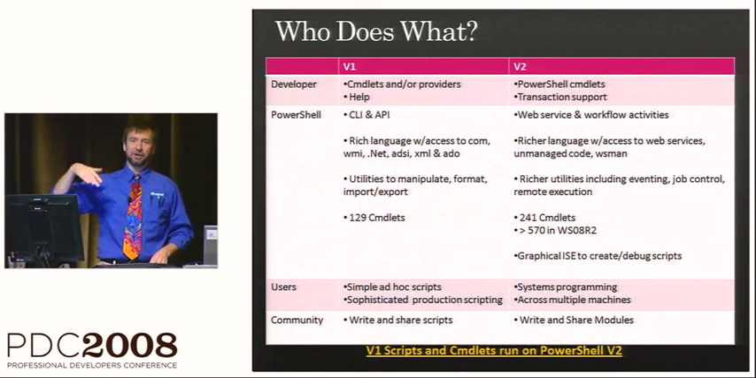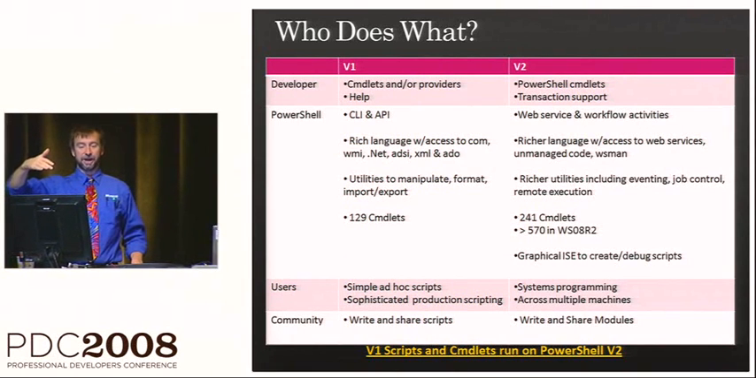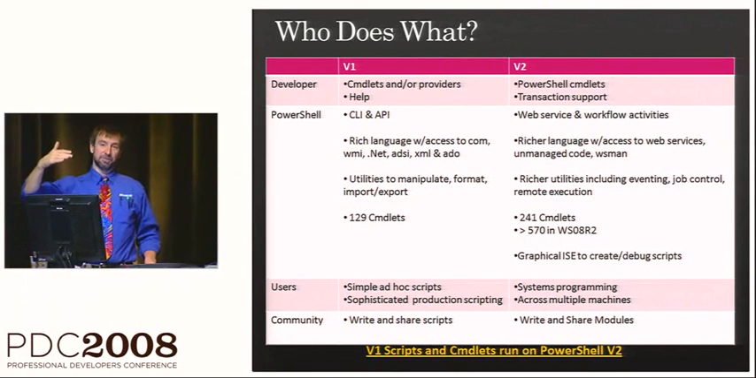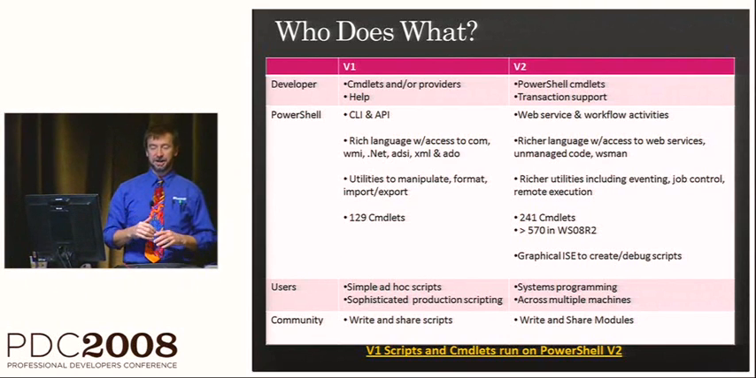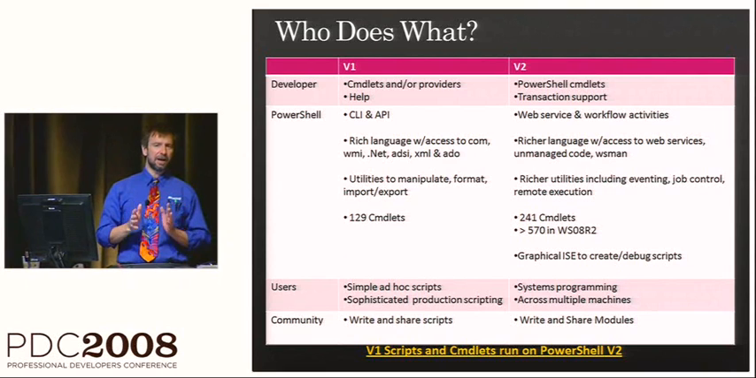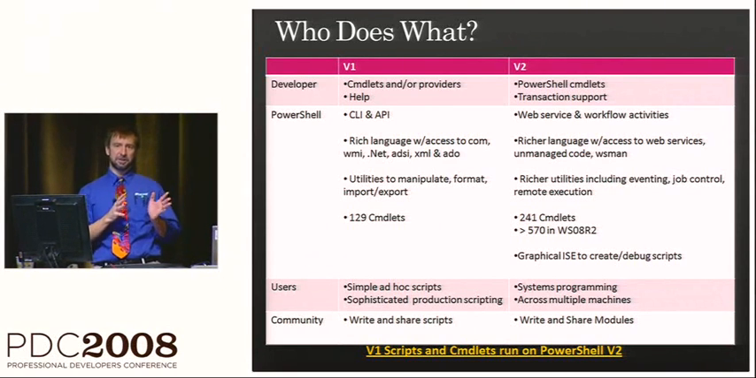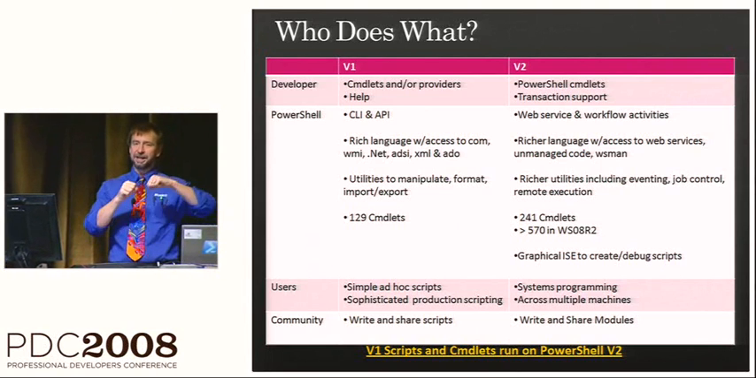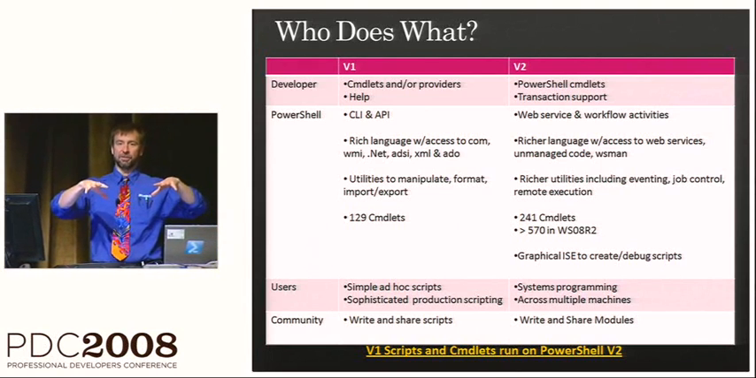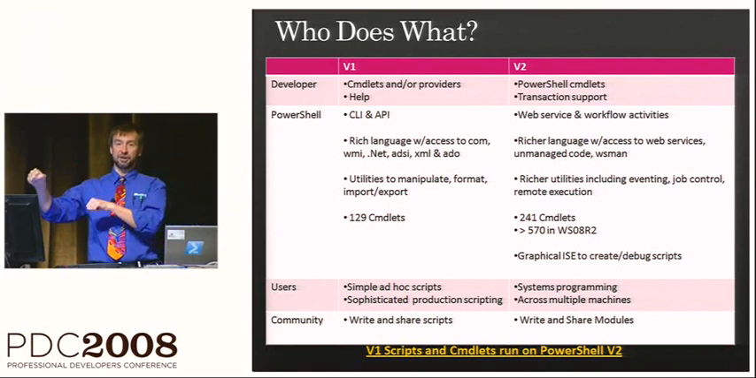So the value proposition of this is, in version 1, you provided the commandlets and providers. PowerShell provided the CLI, API, the language with access to a bunch of good stuff, utilities. We had about 129 commands in version 1. The users then write simple or ad hoc scripts, sophisticated scripting, and then the community takes those scripts and shares it around, right? People are not going to be successful with PowerShell unless they leverage the community.